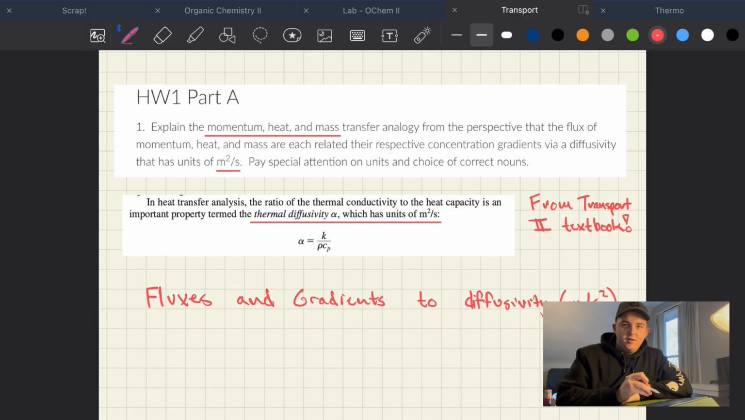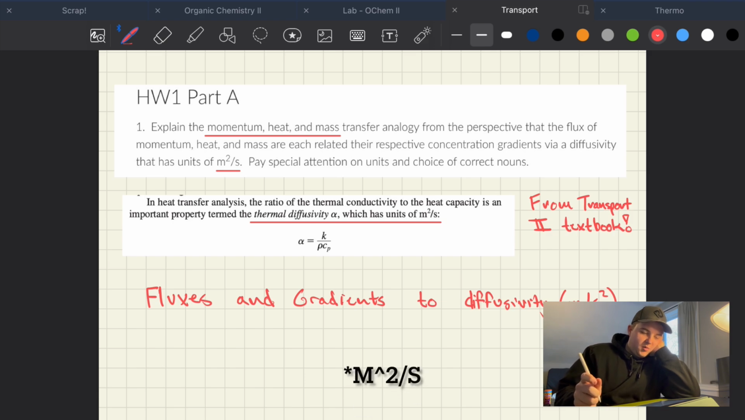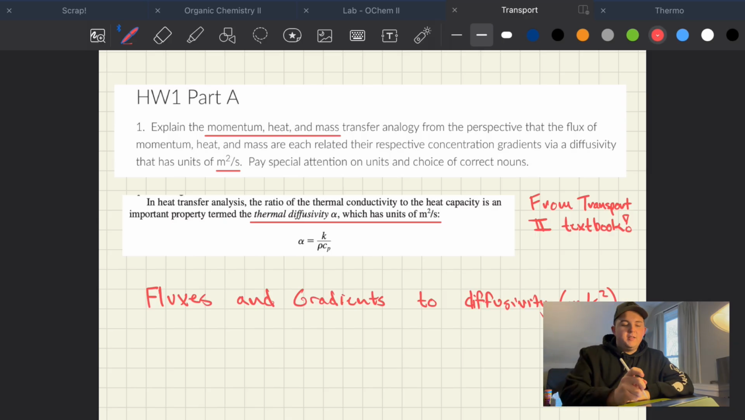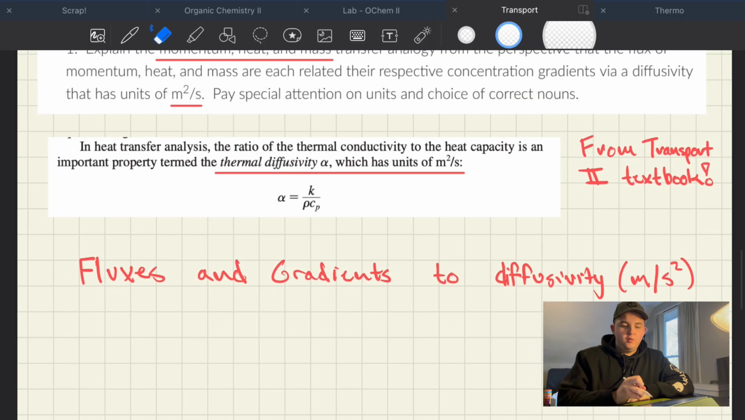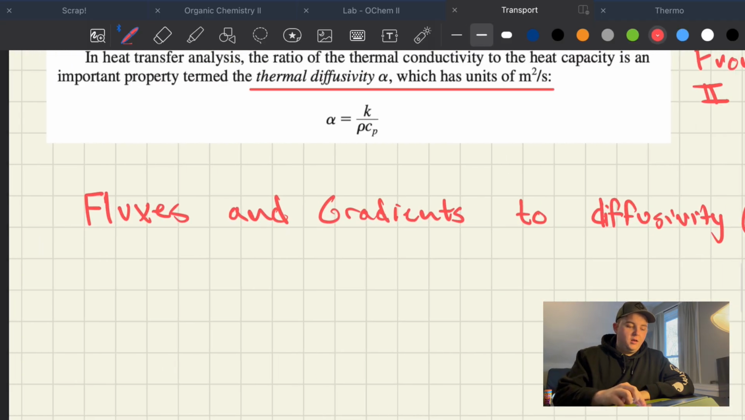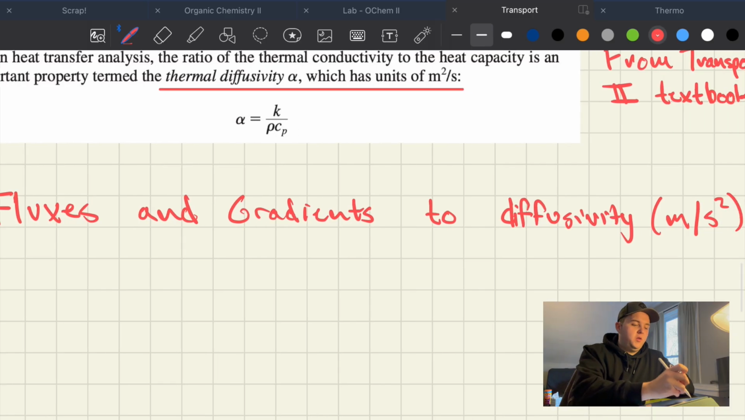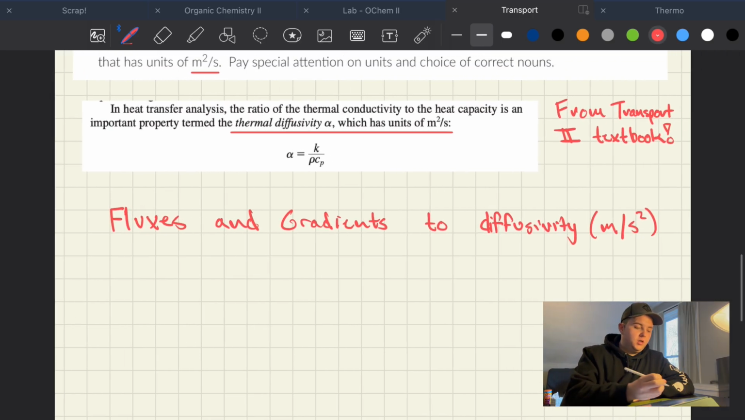And here is a little text that I pulled from the textbook that just says, in heat transfer analysis, the ratio of the thermal conductivity to the heat capacity is an important property termed the thermal diffusivity alpha, which has units of meters squared per second. I just added this to support how we're going to go from fluxes to gradients. Then we're going to use that proportionally with their units in unit conversion to show how we can go from one unit to the next and cancel to get our goal of meters squared per second.